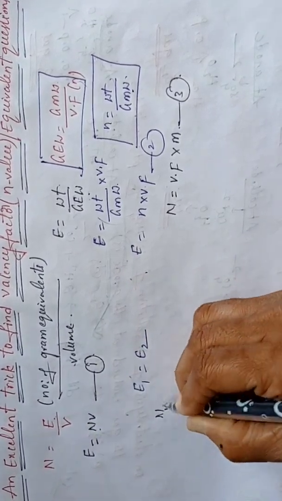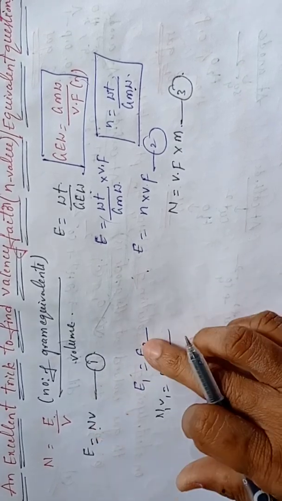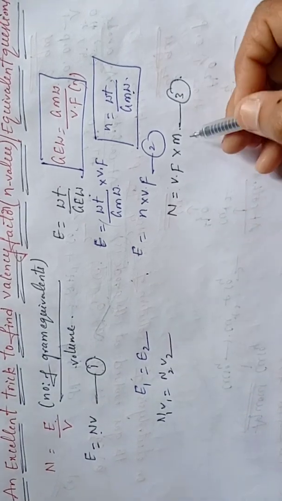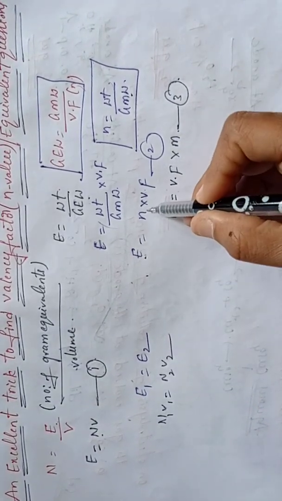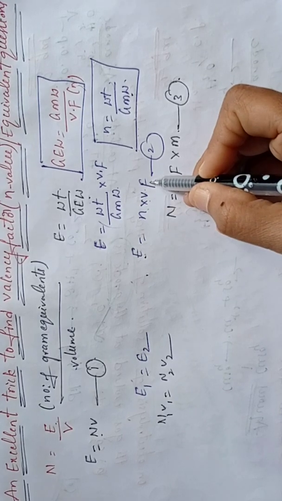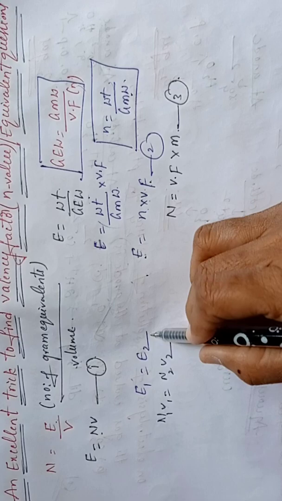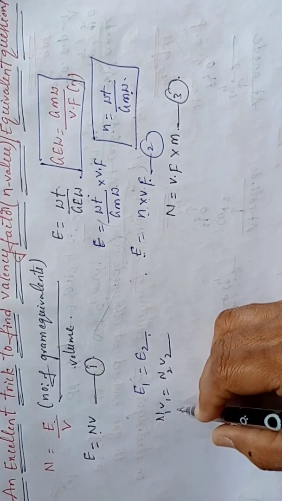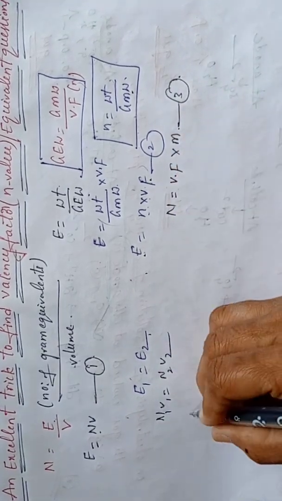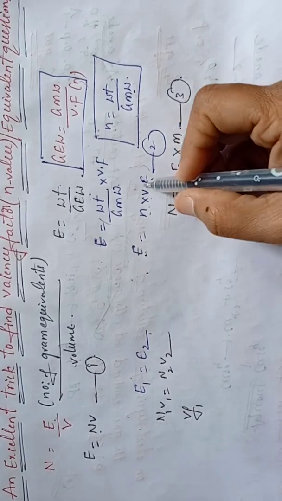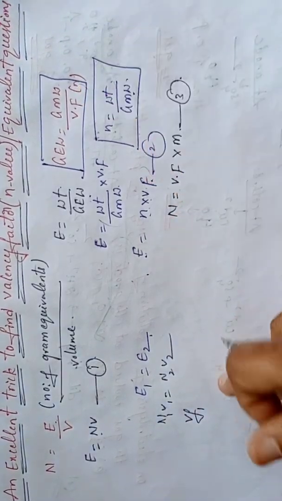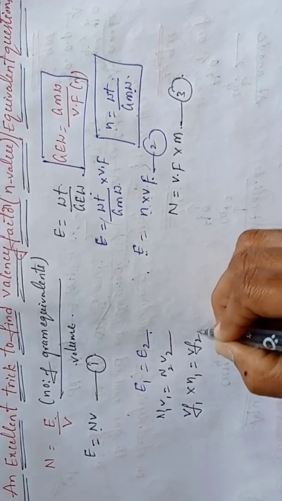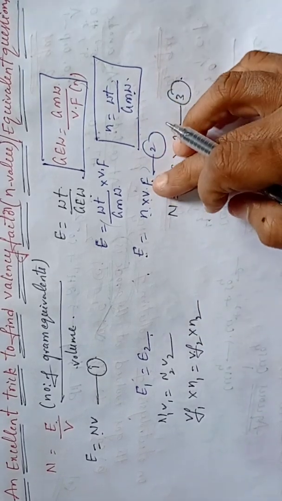If E1 is equal to E2, what can we write from the first formula? N1 V1 is equal to N2 V2. E1 equal to E2 means N1 V1 is equal to N2 V2. And next, from E is equal to n into valency factor, if E1 is equal to E2, then we can write valency factor 1 into N1 is equal to valency factor 2 into N2. Are you following, students?